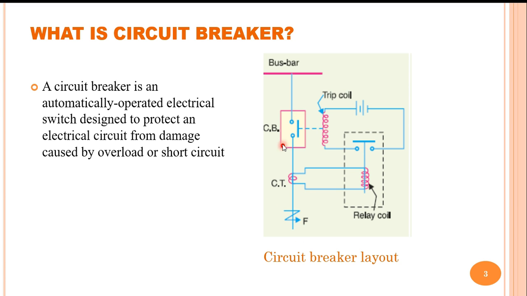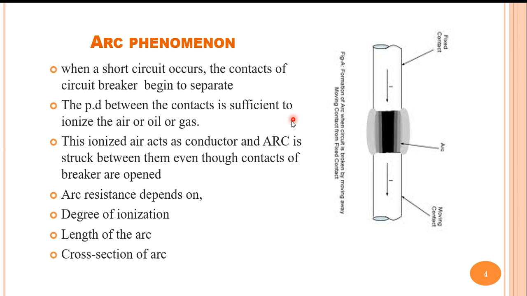So this is the circuit breaker and all other parts of the relay which will initiate the operation of the circuit breaker. While separating the moving contact from the fixed contact, since the circuit breaker is working at high voltage and high current, the air between the contacts ionizes and forms an arc. So all the circuit breaker operation is associated with the arc phenomenon.